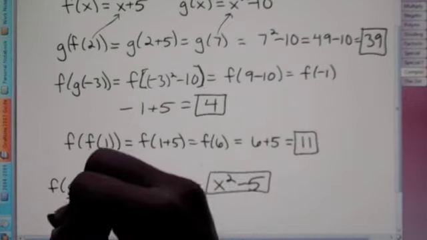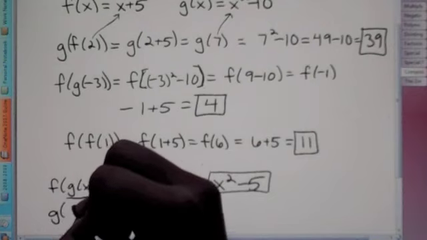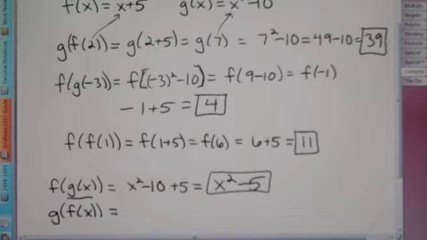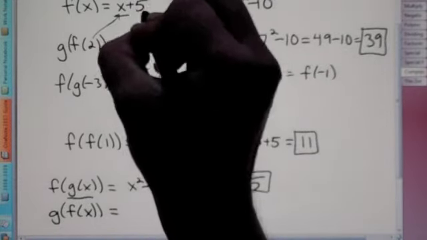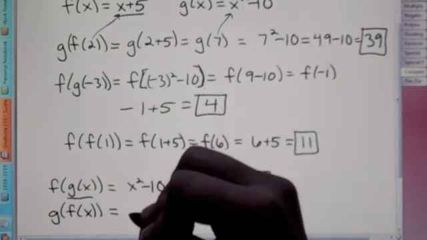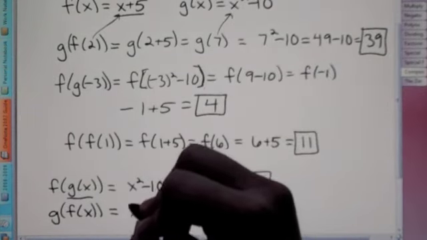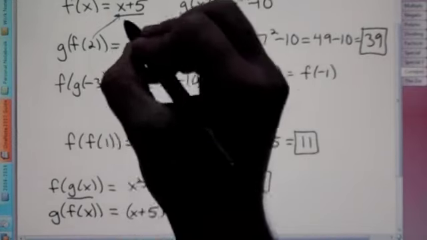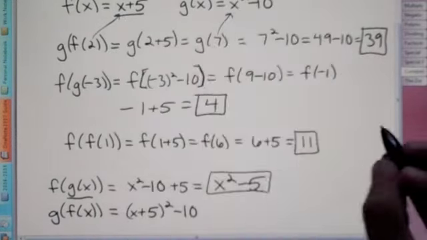Now, you don't get the same thing if you were to flip that around. g of f of x. Now, I'm going to take the f of x function, which is x plus 5, and plug it in to x on the g function. So now, it looks like this. x plus 5 squared minus 10. Because you're taking your f of x and plug it in to x on the g of x.